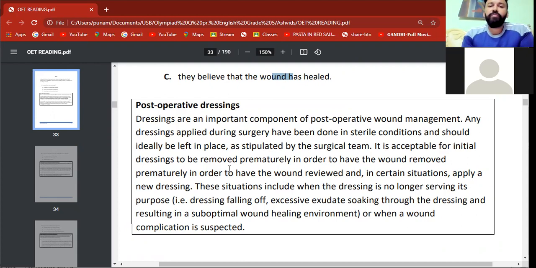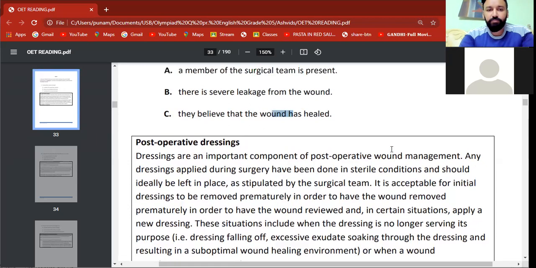Any dressing applied during surgery has been done in sterile conditions and should ideally be left in place as stipulated by the surgical team. Okay, it's a statement, but it does not help my answer. It is acceptable for initial dressings to be removed in order to have the wound reviewed, and in certain situations applying a new dressing. So till now, do you see any help with the answer? No, sir.